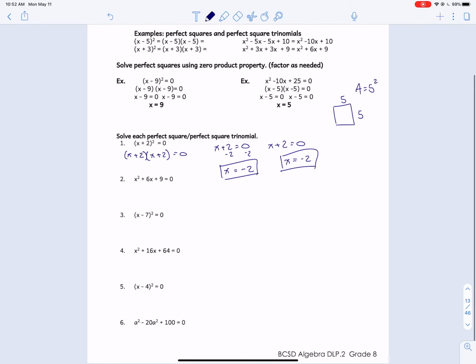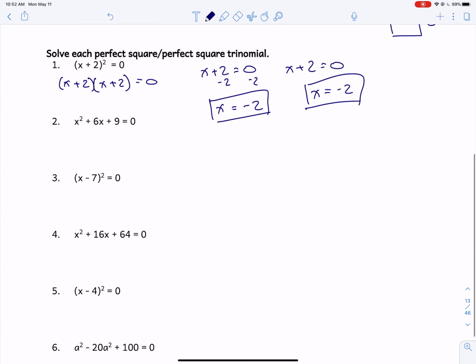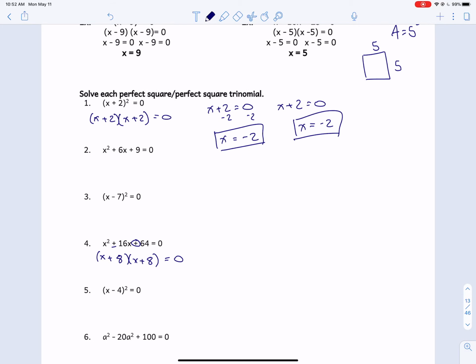Some of these are factored for us, but if they're not factored, we need to factor them. So let's say number 4. So we have x. This sign is plus, so it's going to be the same sign in both of those, which will be this one. Okay, and then factors of 64 that will add to 16, and that's going to be 8. It is going to be the same because these are perfect squares, so it's the same thing times itself. So then x plus 8 equals 0, x equals negative 8. Okay?